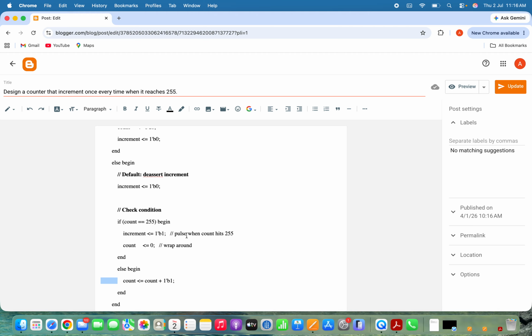It can be used to trigger another counter, generate periodic events, create enable signals, or indicate that a complete counting cycle has finished. I hope this example helps you understand how to generate a single cycle pulse when a counter reaches a specific value.